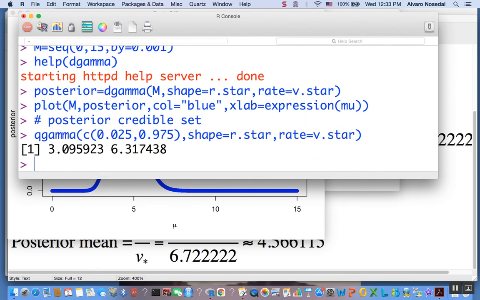Okay, so this is a 95% probability interval. Probability, that's one of the nice things about using a Bayesian approach. You get to use that word in this case. That's a 95% probability interval or credible set for mu. So between 3.09 and 6.31. Okay? Make sense?